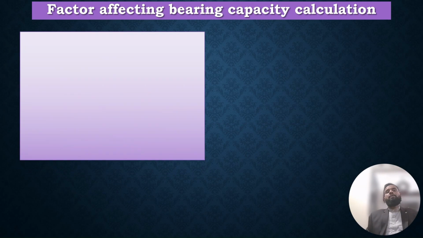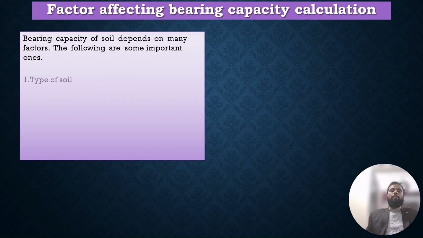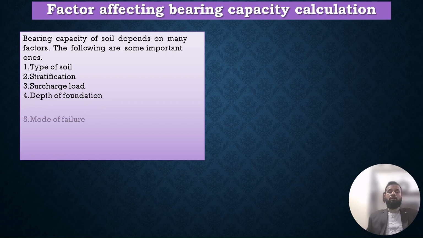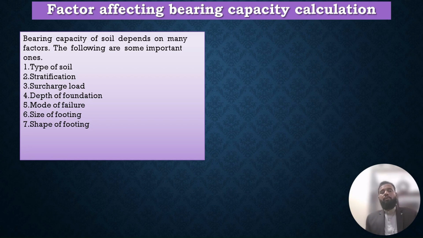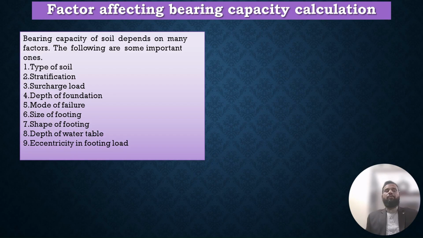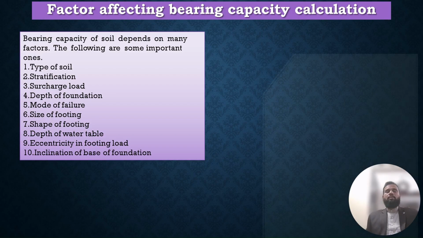Factors affecting the bearing capacity calculation. Soil is very complex to understand, and different parameters influence the bearing capacity, like type of soil, stratification, surcharge load, depth of foundation, mode of failure, and size of footing. If we consider all these factors, we can have a more reliable value of bearing capacity. Other researchers and scientists consider these factors, which will be discussed in other classes.